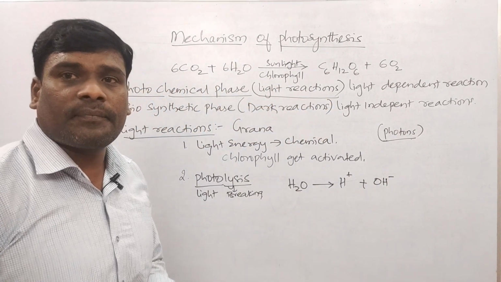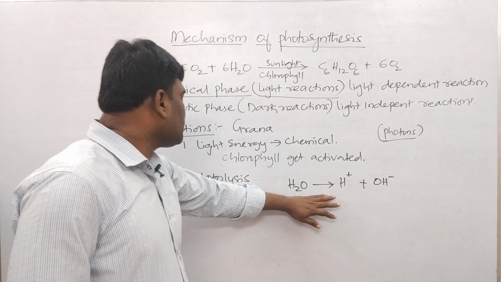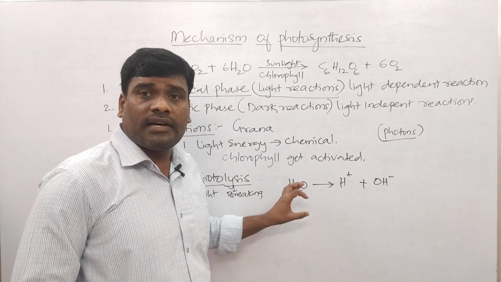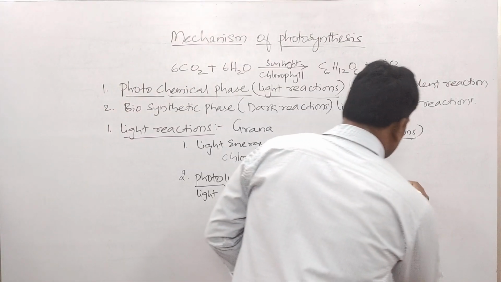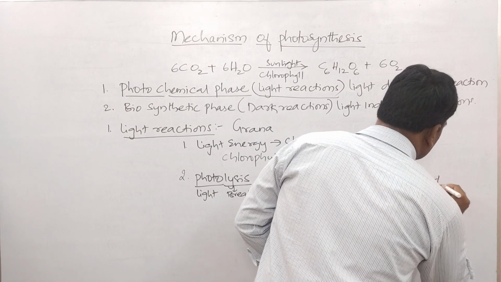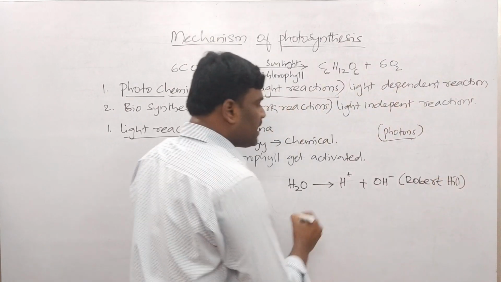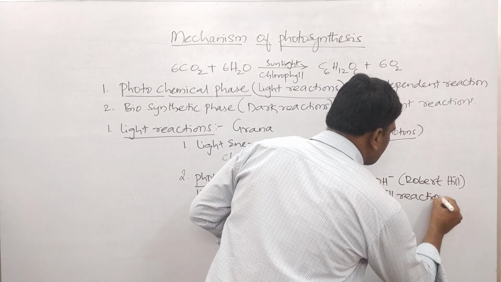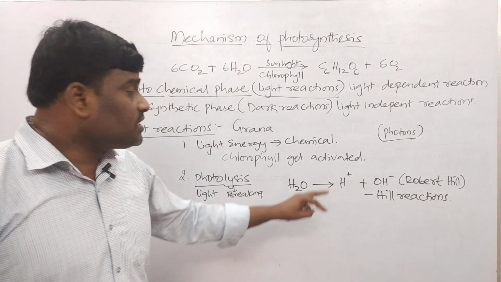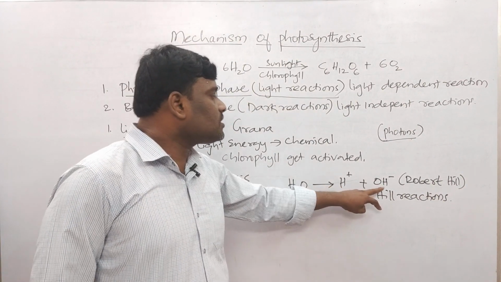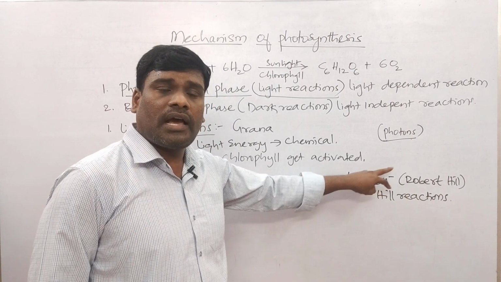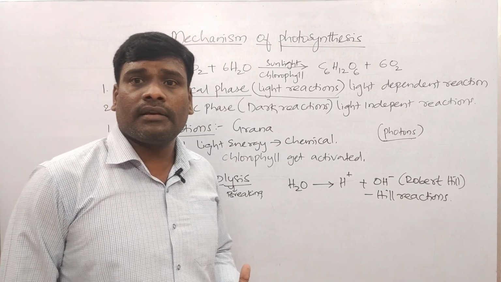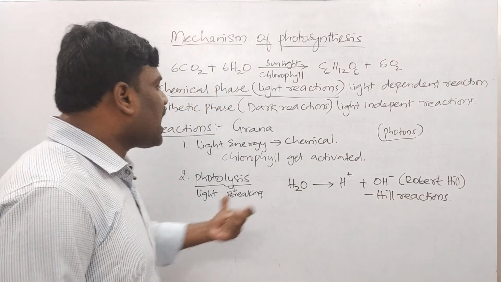Hydroxyl ions, children. This process we call photolysis. This reaction was observed by Robert Hill, so we call this reaction the Hill reaction. And the hydrogen ions as well as the hydroxyl ions, children, are in an active state. They are reactive.